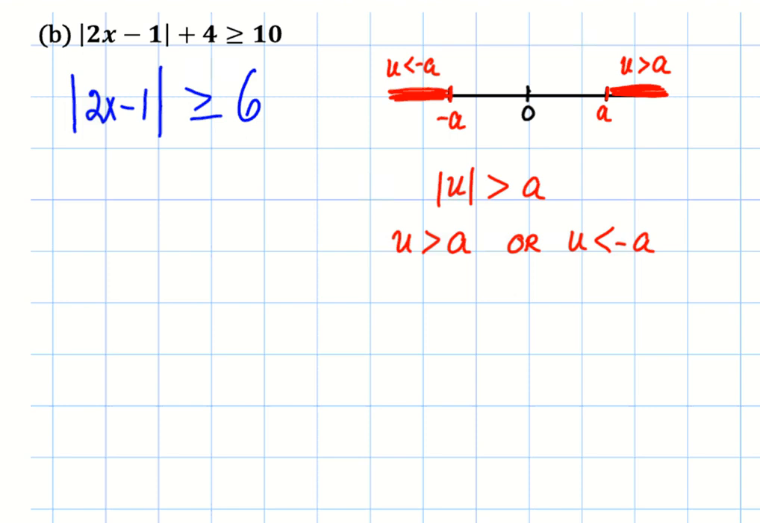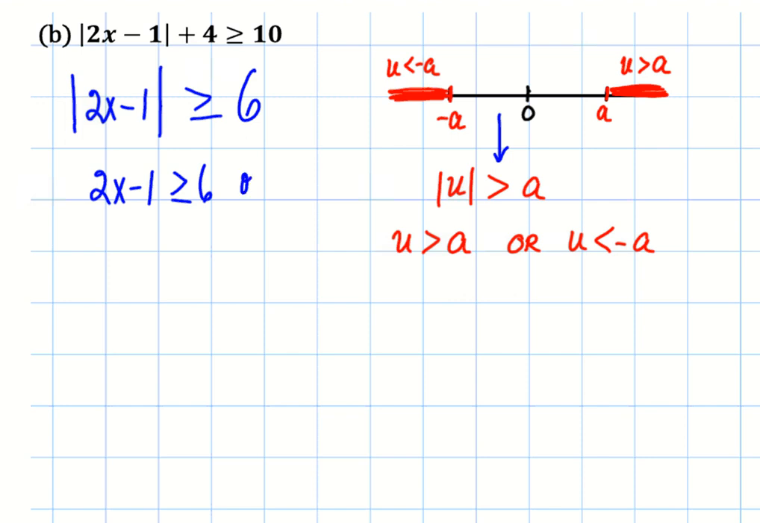The definition says for greater than, the absolute value of u greater than a, we could separate those and say u is greater than a, or u is less than negative a. So let's rewrite this. This is going to be greater than or equal to 6. It looks exactly like the problem without the absolute value.